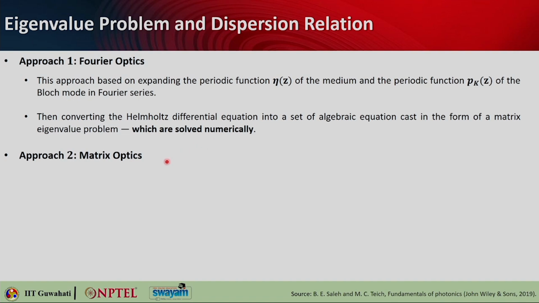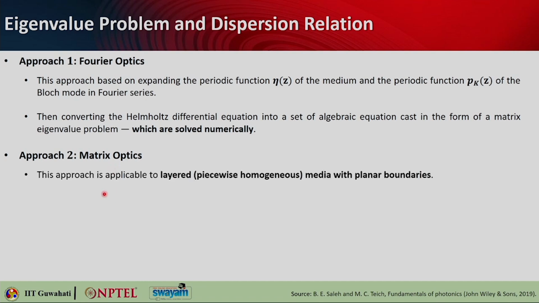The other method is called matrix optics. This particular method is applicable to layered media which are piecewise homogeneous, like the previous example we have taken, periodic alteration of refractive index, say dielectric 1, 2, 1, 2, 1, 2 and so on. If you have those kinds of layered media with planar boundaries, you are able to use the matrix optics method.